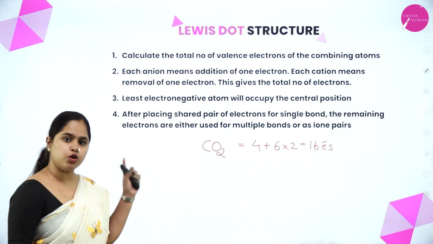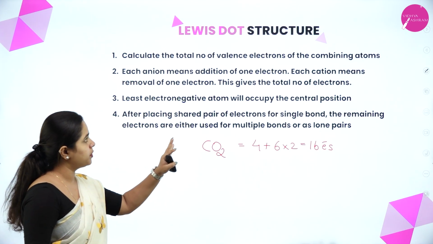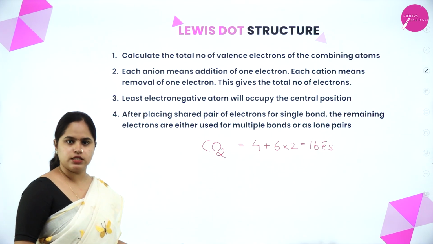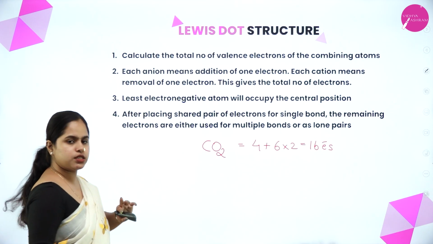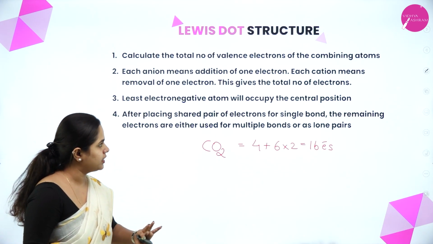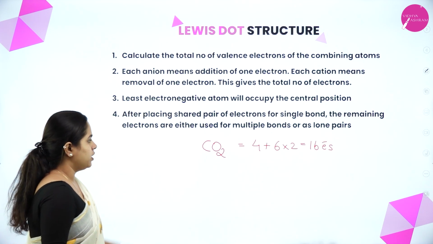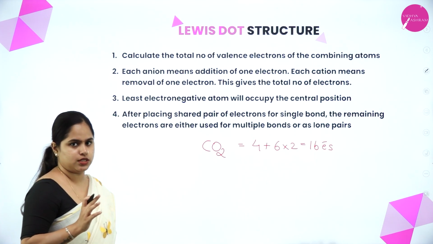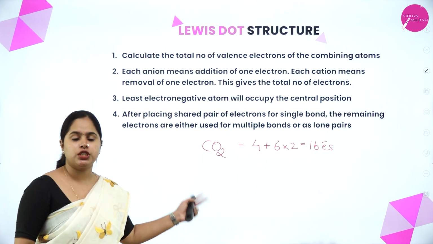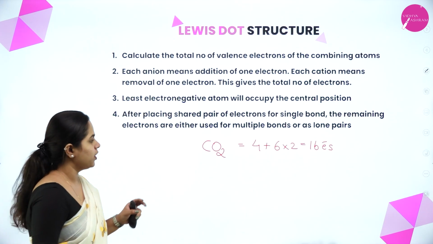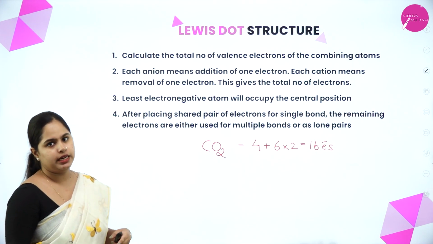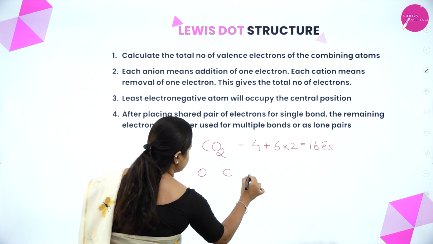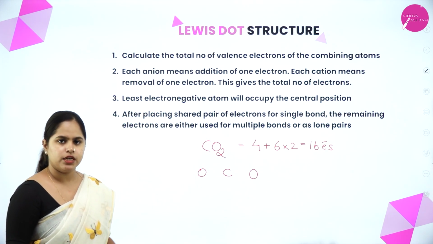Yes, so we calculated the total number of valence electrons. If anions are present, we have to add one electron, and if cations are present, we have to remove electrons. But as you can see, it is a neutral molecule. There are no charges present, so the second step we can avoid. Now, the least electronegative atom will occupy the central position. There are a total of 3 atoms here, so where do I position carbon and where do I position oxygen? For that, you have to see which atom is least electronegative. Out of carbon and oxygen, carbon is least electronegative. So carbon is placed in the center and oxygen is placed on either side. Okay, so till here it is clear.